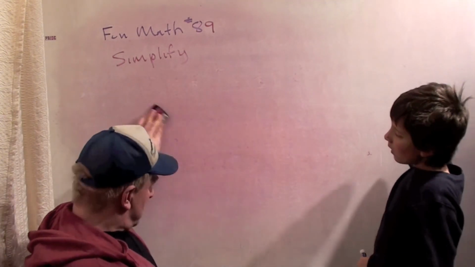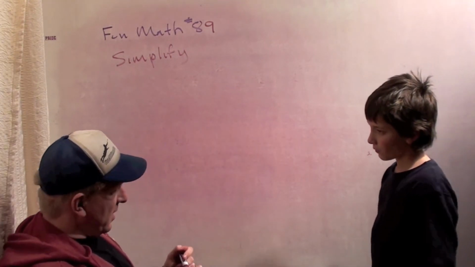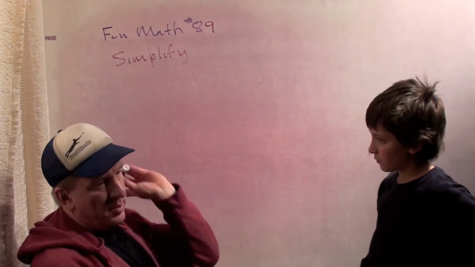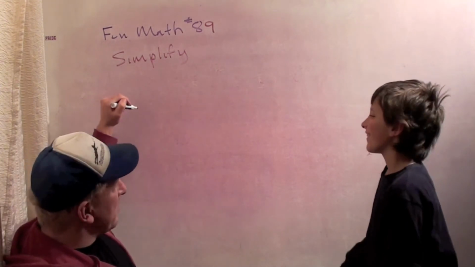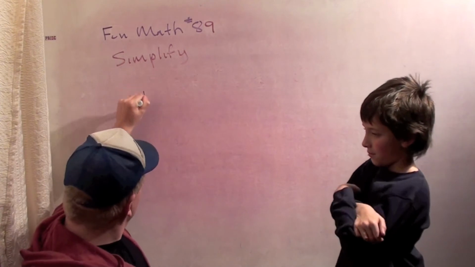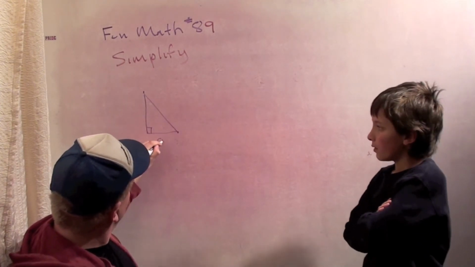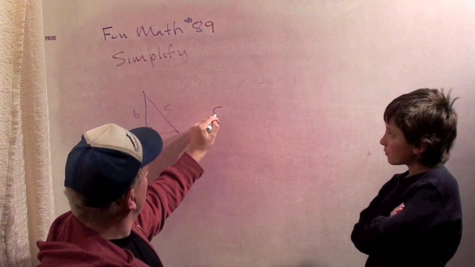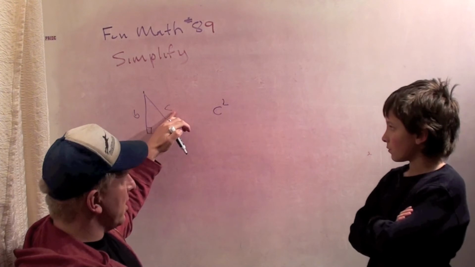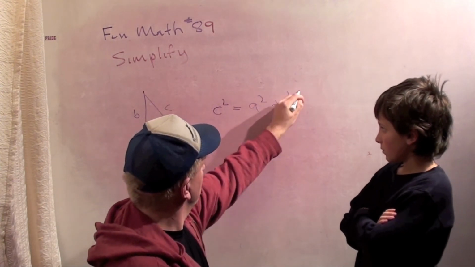One other thing I just want to say real quickly is that most of the time you cannot simplify square roots. You have a famous thing in geometry for right triangles called the Pythagorean theorem. Have you ever heard of that? A little. Okay, and that says that the hypotenuse squared, c squared, equals a squared plus b squared.